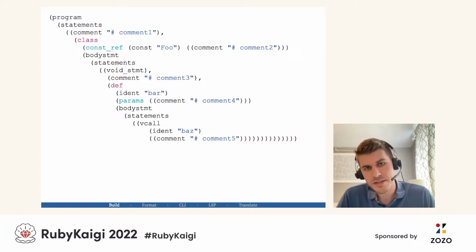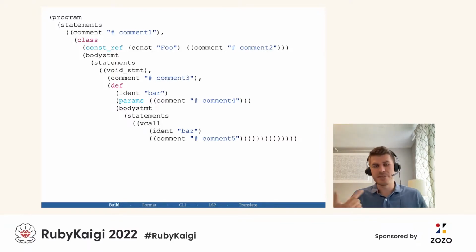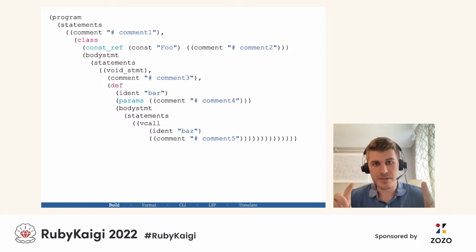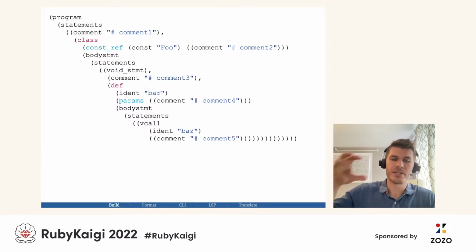Then when we're formatting the tree, and when we're formatting any given node, it will format the content of the node, but then it will look and see if it has comments and format those as well.